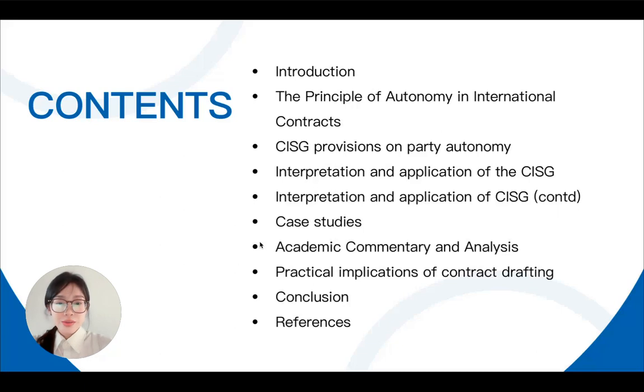The United Nations Convention on Contracts for the International Sale of Goods is a pivotal international treaty that provides a uniform legal framework for the international sale of goods.